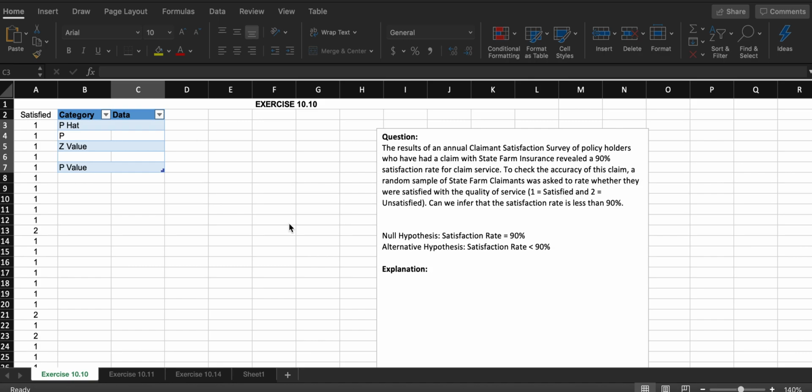So I'm going to go over questions 10.10 and 10.11. 10.14 you're going to do on your own, so I'm going to really test you to see if you understand the concepts. Again, it's going to be the same setup, it's just you're conducting two different tests. So 10.10 and 10.11 we're going to go over right now.